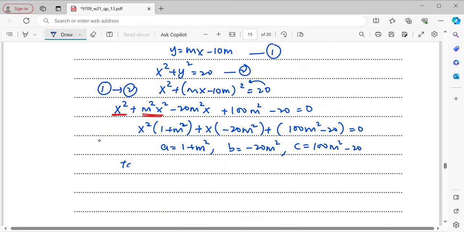So now tangent. The first equation is a tangent. Tangent means b squared minus 4ac equals to 0. Only one solution. So now replace the a, b, c. It will be negative 20m squared. This is our b. Squared it. Minus 4. A is 1 plus m squared. C is 100 m squared minus 20. Then equals to 0.